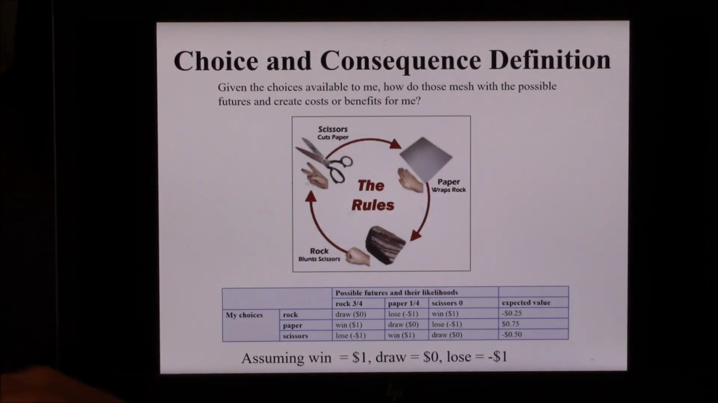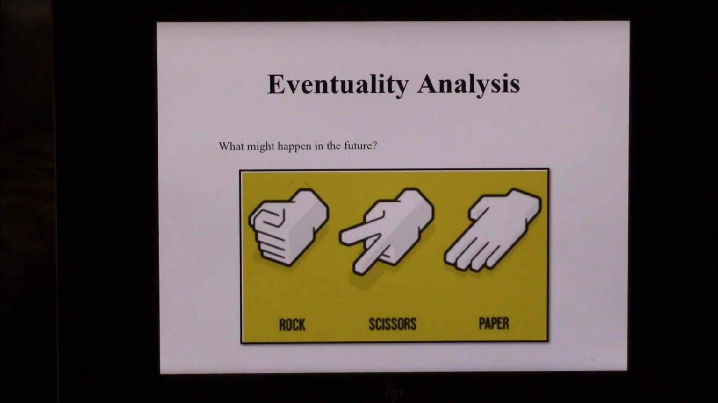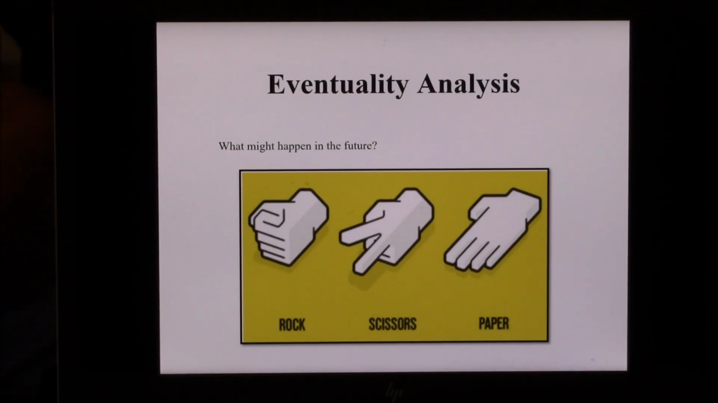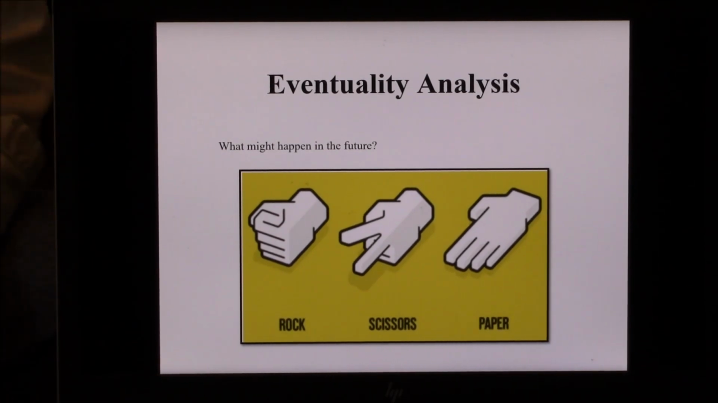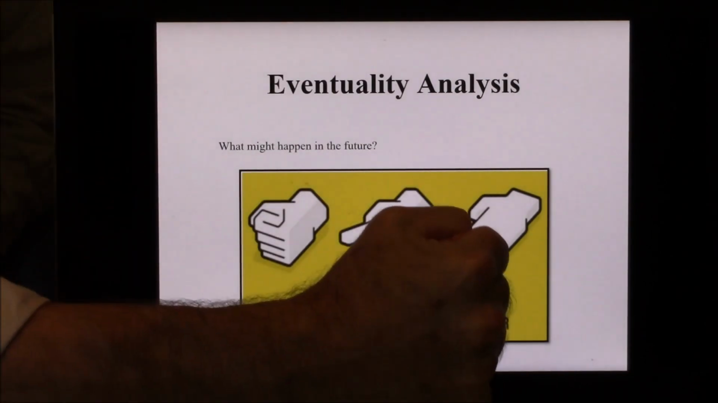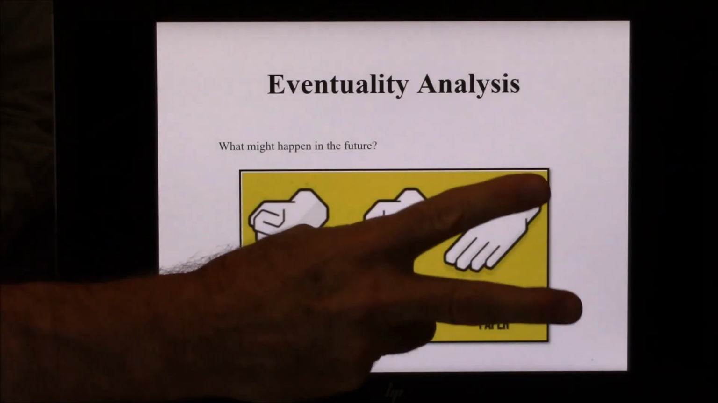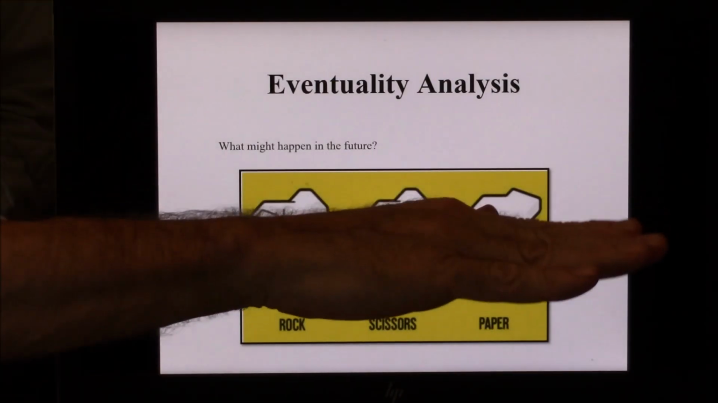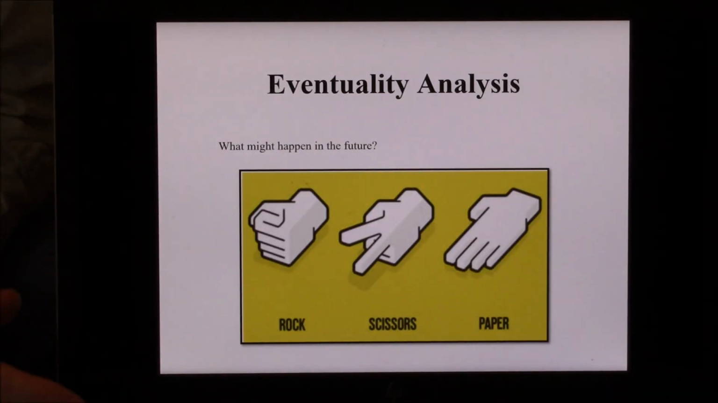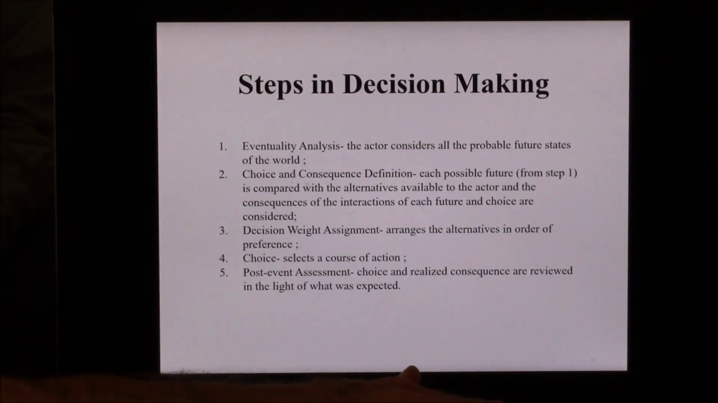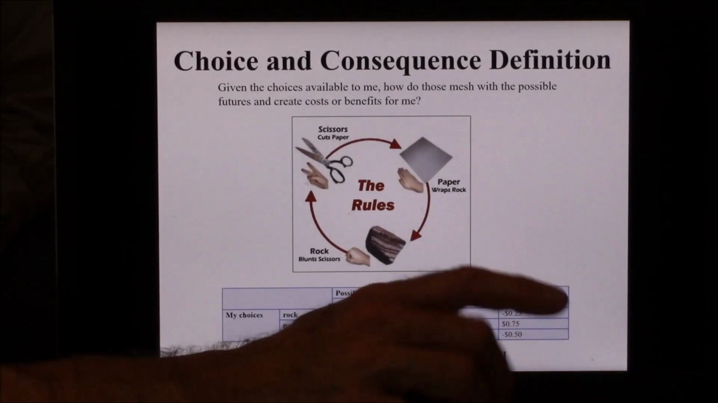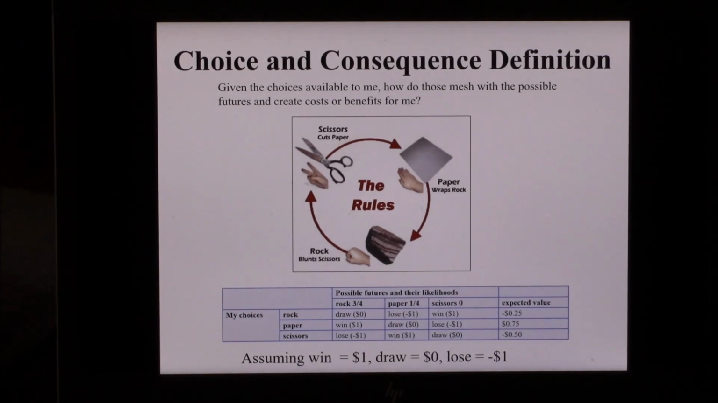Okay, back up here. So there's 3. You are playing a game against a friend, and there are 3 possible futures. Your friend shows rock, your friend shows scissors, or your friend shows paper. Those are the 3 possible states of the world. So that's eventuality analysis, all probable future states of the world. Now, what are my choices given those future states of the world?